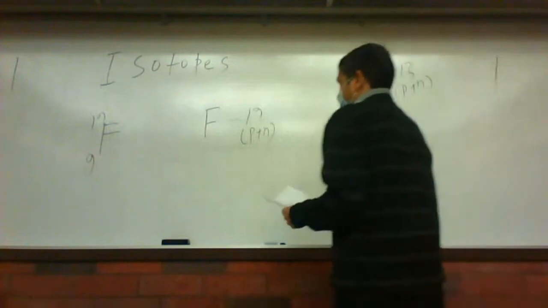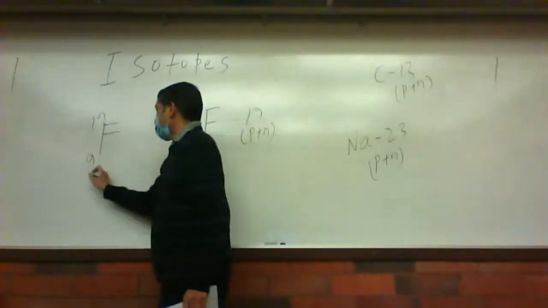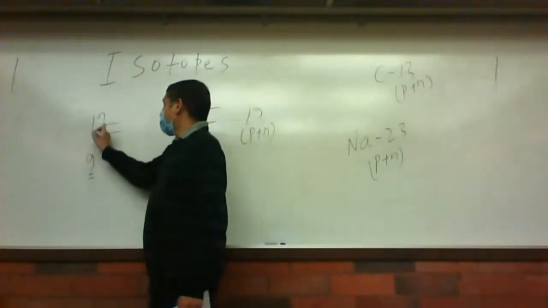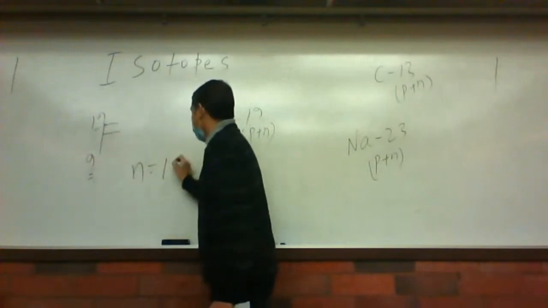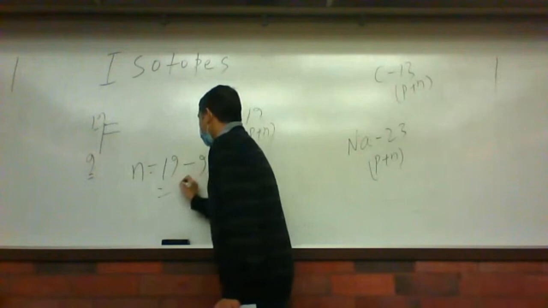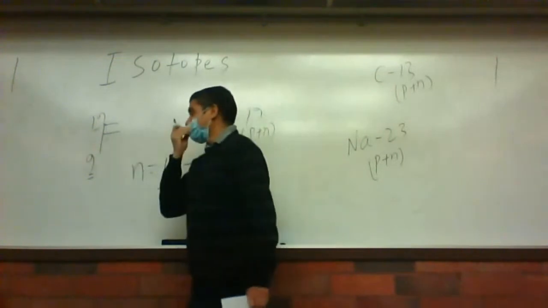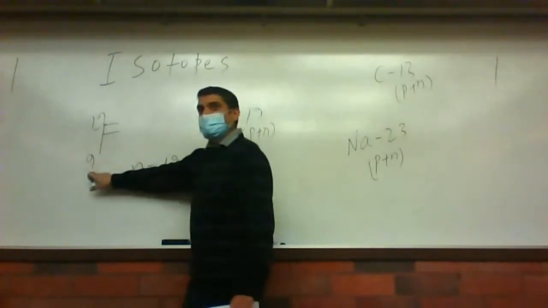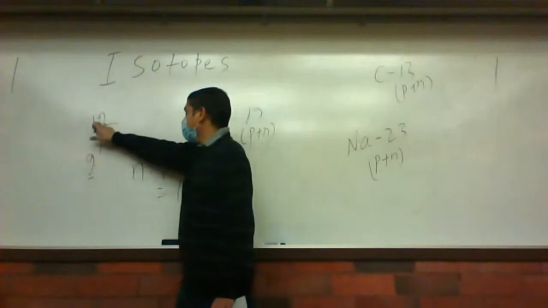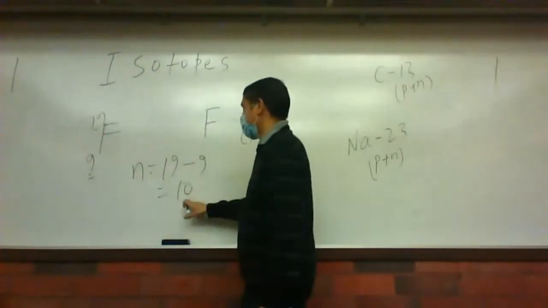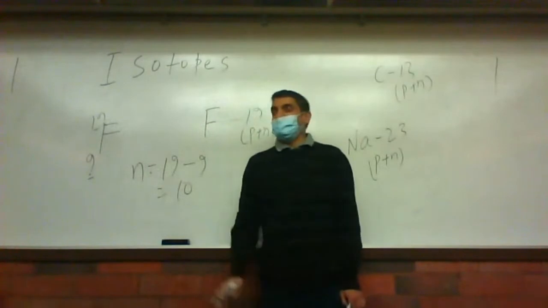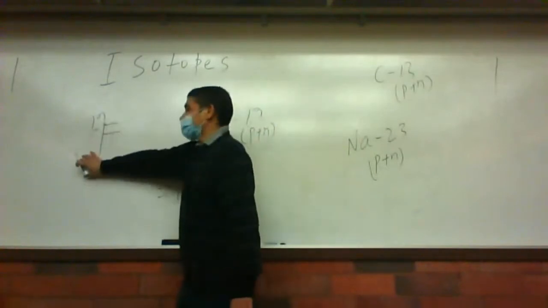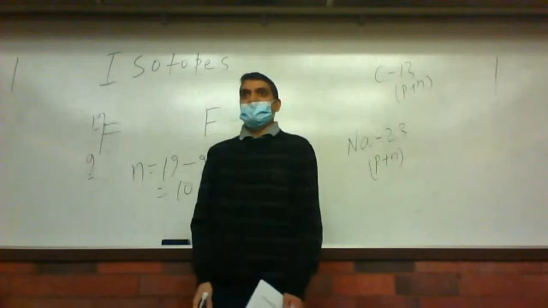So how many protons are there in fluorine? 9 protons, 9 electrons. How many neutrons? Neutron is the big number minus the small number. 19 minus 9 equals 10 neutrons. In this fluorine atom, there are 9 protons, meaning 9 protons or 9 electrons. And 19 is the mass number. So 19 minus 9 equals 10, which is the neutron number. So whatever the big number minus the smaller number gives is the other number.